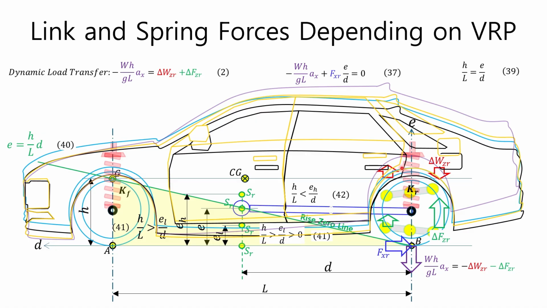Meanwhile, the total vertical dynamic load transfer of the vehicle calculated using Newton's second law represents the load transfer from the rear wheels to the front wheels and is independent of the location of the virtual reaction point, SR. The role of the virtual reaction point is to determine the ratio of load transfer through the springs to load transfer through the suspension links. Once this ratio is determined, the rise and pitch angles are determined.